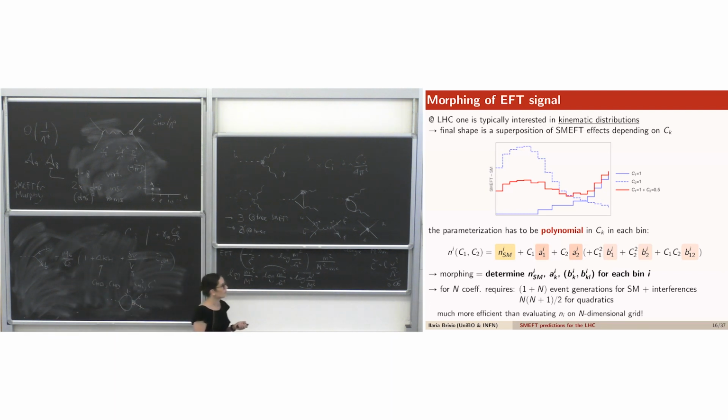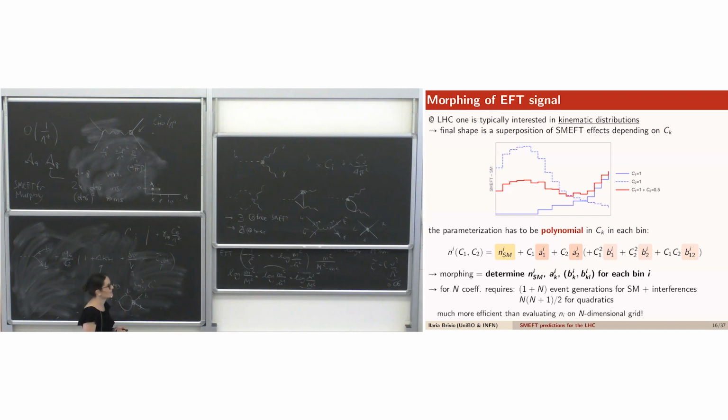So the morphing is basically the idea of determining the prefactor of the polynomial for every single observable that you care about. So if you're trying to do a measurement and you have a distribution, you want to have this list of coefficients for each of the bins. And then with this, you can go and parameterize analytically, semi-analytically, the value of the predicted cross-section as a function of the Wilson coefficients, and then you can do a fit with a chi-square or with something else.